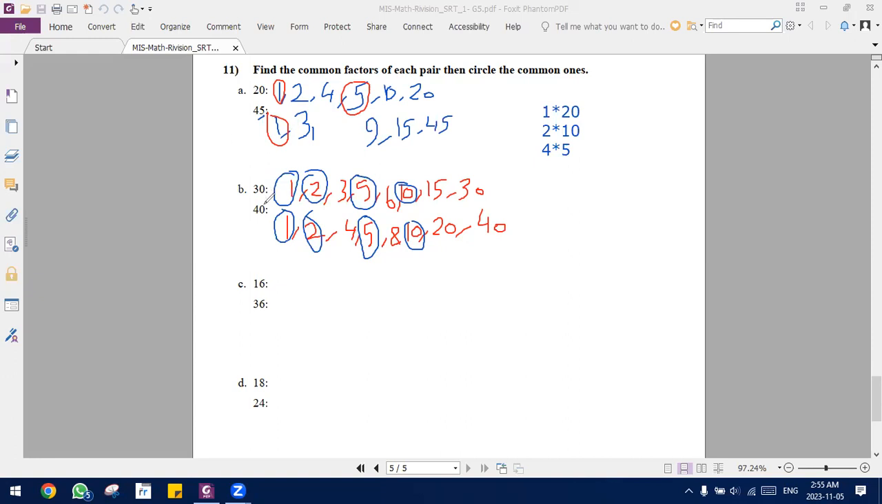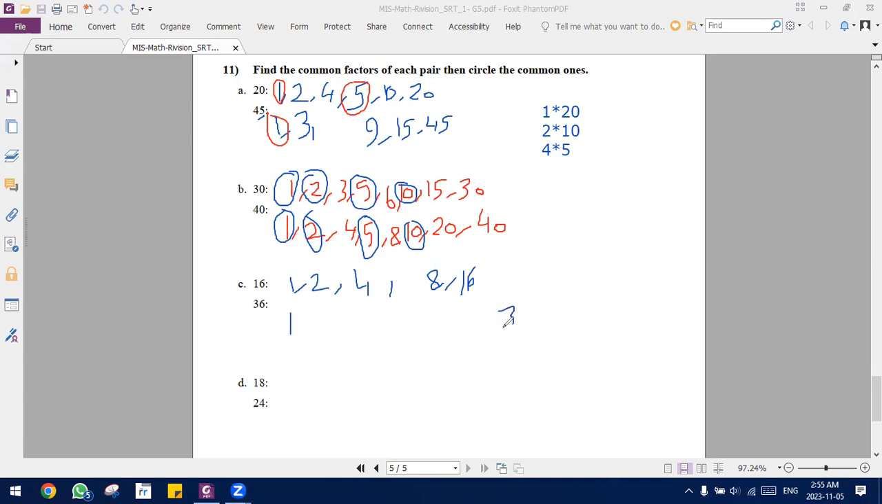Now for 16, again 1, 16. 16 divided by 2 is 8. Can I divide by 3? Let's check. 6 plus 1, 7. No, we can't divide by 3. Can I divide by 4? Yes. What is it? It's 4 times 4. We write it only once. 1, 2, 4, 8, 16. Okay. 36, what is it?